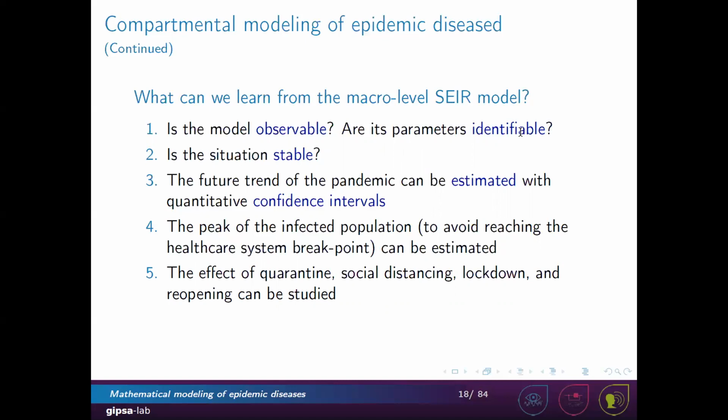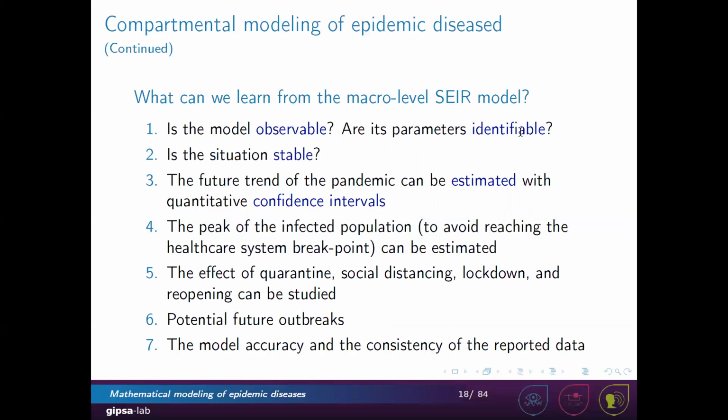Another lesson that we can learn from this sort of modeling is the effect of quarantine, social distancing, lockdown, and reopening, and whether they are effective in decreasing the peak of infection, or they can decrease the number of people who will pass away. And we can also predict future outbreaks, for instance, in a few months or next year, whether or not we will have an outbreak. These are some of the things that we can do with these sort of models.